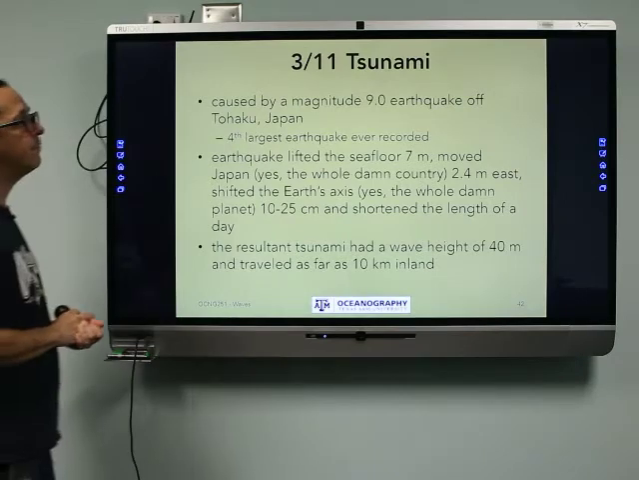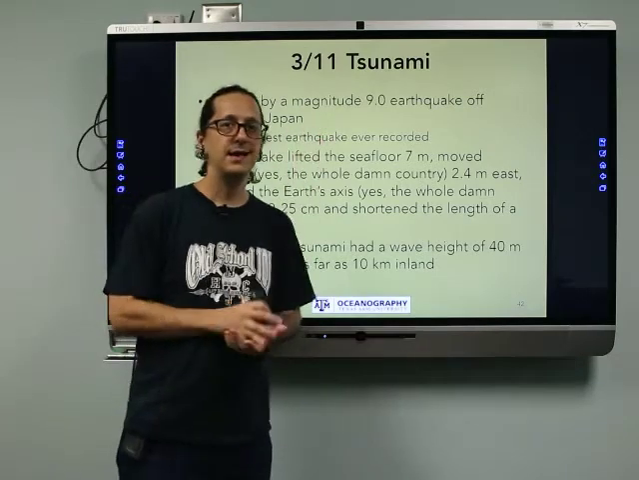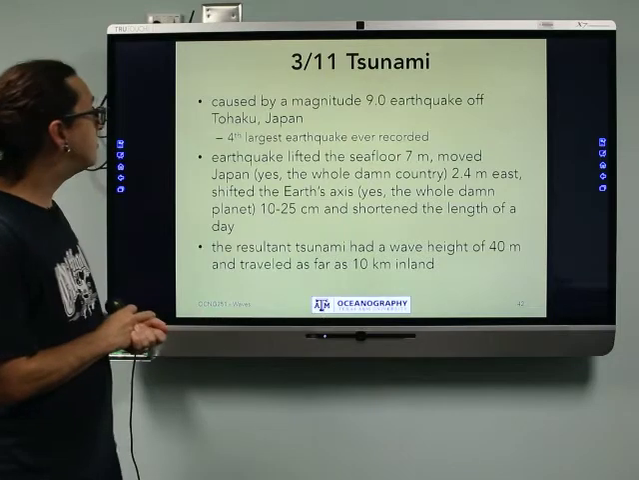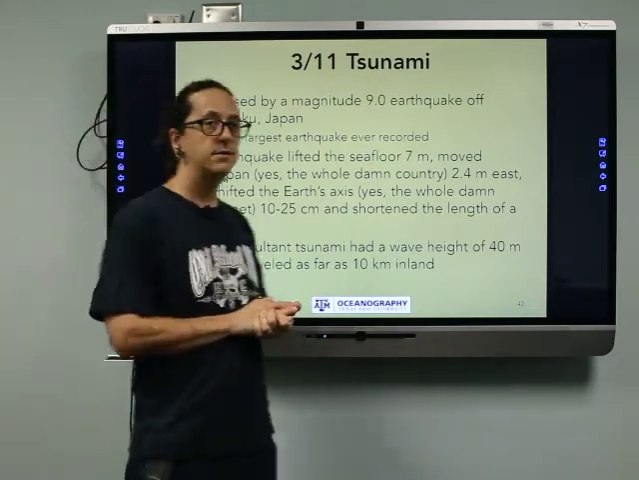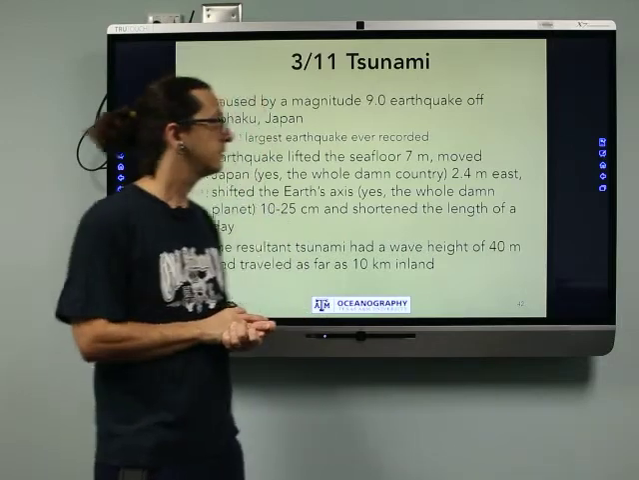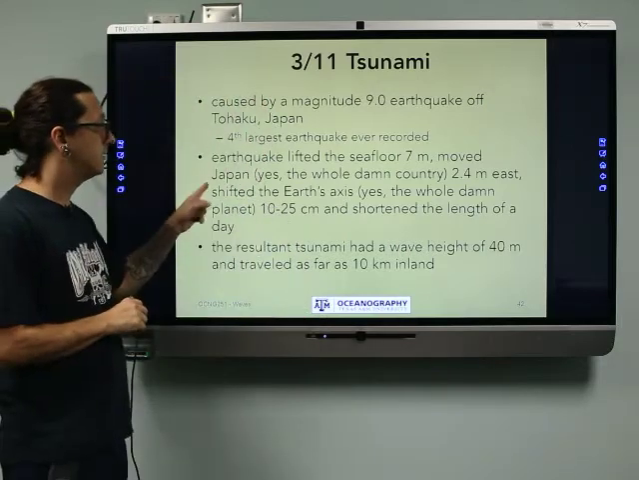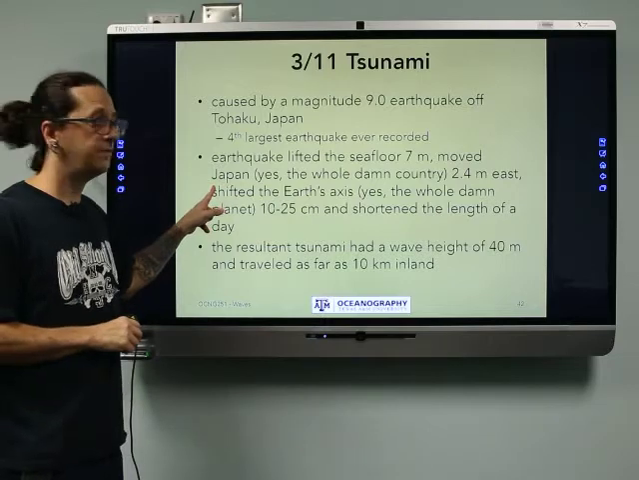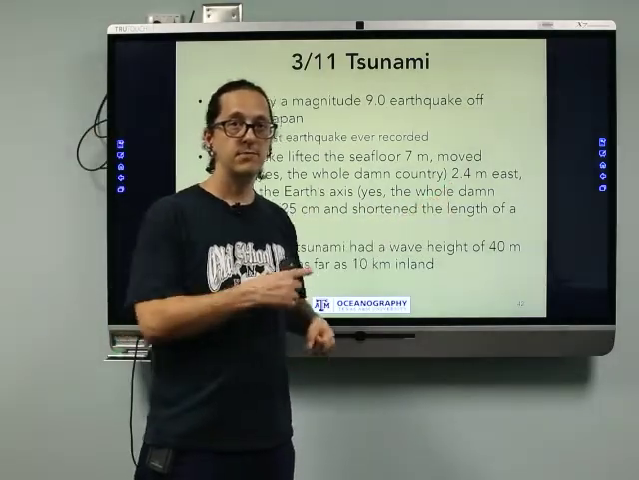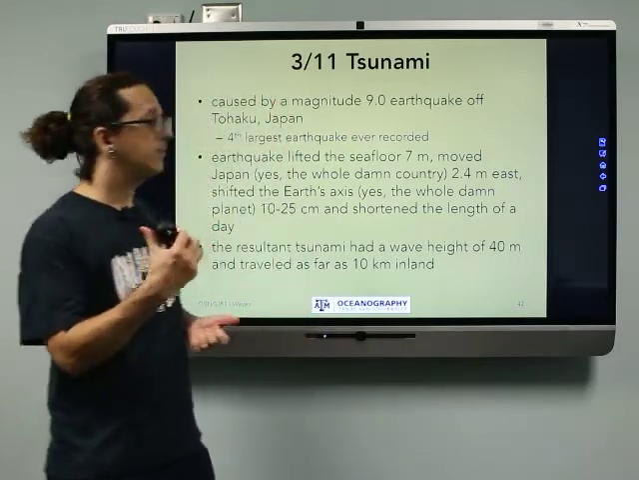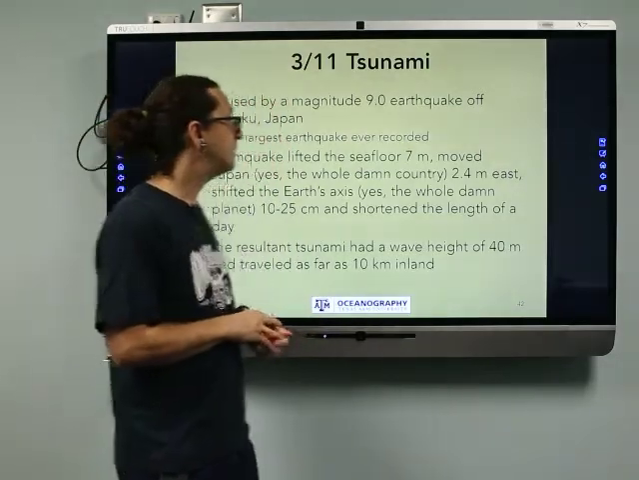To get a feeling for what a magnitude 9 earthquake can do, the earthquake lifted the seafloor 7 meters. It moved the entire country of Japan more than 2 meters to the east. Oh, I'm sorry, to the east, further away from China. It's probably better for them.